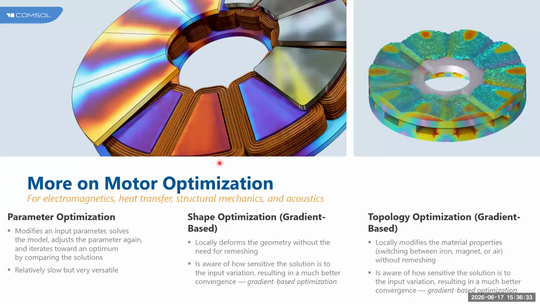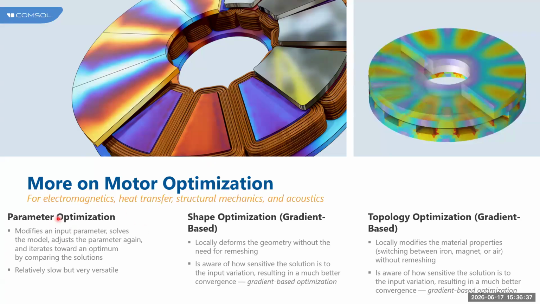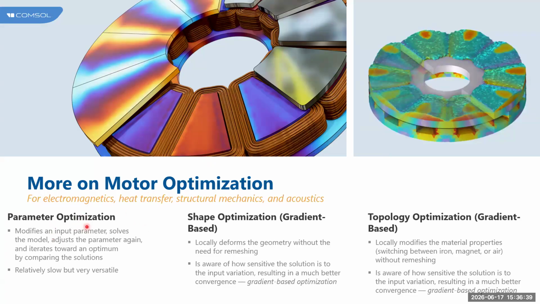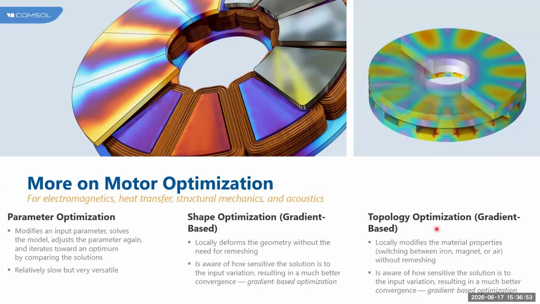To summarize, COMSOL has three optimization techniques. It can be parameter optimization, in case you are modifying geometrical parameters or material parameters to improve the performance. It can be shape optimization, to optimize the shape at the boundaries of the geometry to achieve a certain performance, or it can be topology-based optimization as well.